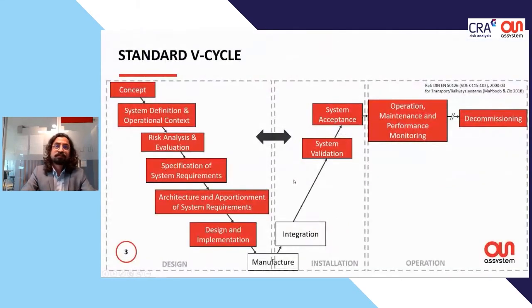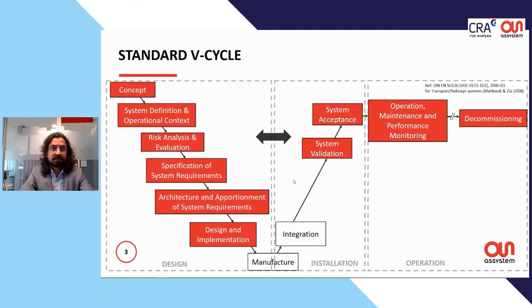Just to go quickly through the main topic, let's consider a V-cycle of a system. What you are seeing is a standard V-cycle which is used in transport or railways. There are three phases: the design phase, the installation, and the operation phase. Within the design phase, you have a lot of system engineering involved. The system engineering, the conceptualization, the system definition, the operational context, all this is part of system engineering, up to the design and implementation phase and system validation also. Overall, system engineering plays a role over the entire life cycle, but this is the main concentration.